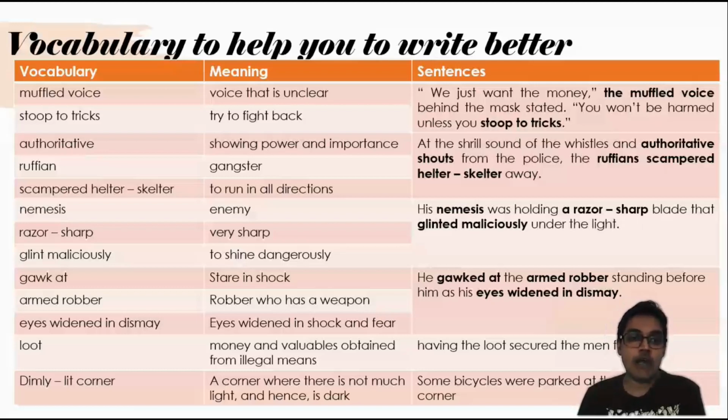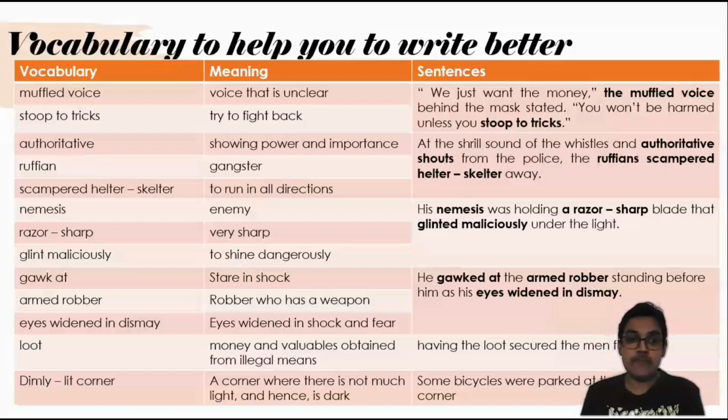Now, the next ones: gawk at, armed robber, and eyes widened in dismay. Gawk at means you stare in shock. Armed robber means a robber who has a weapon. Eyes widened in dismay means eyes widened in shock and fear. So I put that together: he gawked at the armed robber standing before him as his eyes widened in dismay.